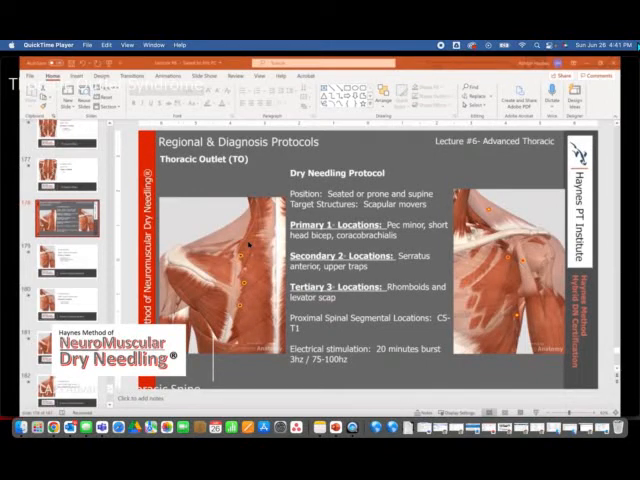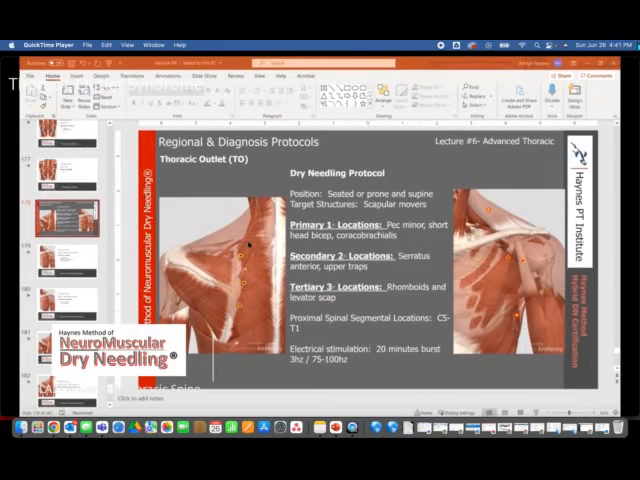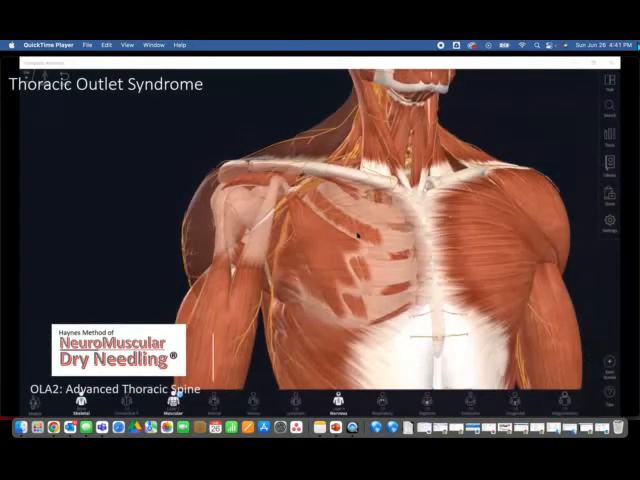Our primary dry needling locations will be the pec minor, the short head of the bicep, and the coracobrachialis. The second will be the serratus anterior and the upper traps, and then our tertiary will be the rhomboids and the levator scap. We can also look at some proximal spinal segmental locations from C5 all the way down to T1. So let's move from here and take a look on our model.